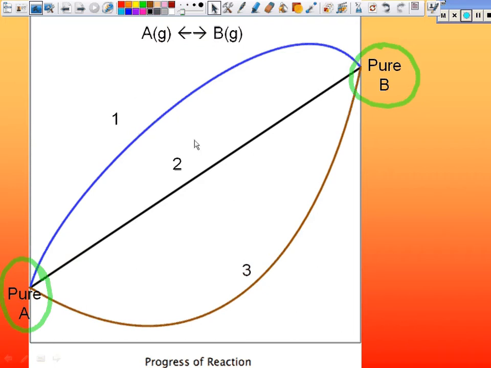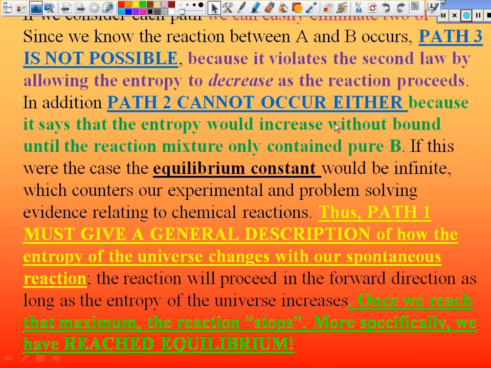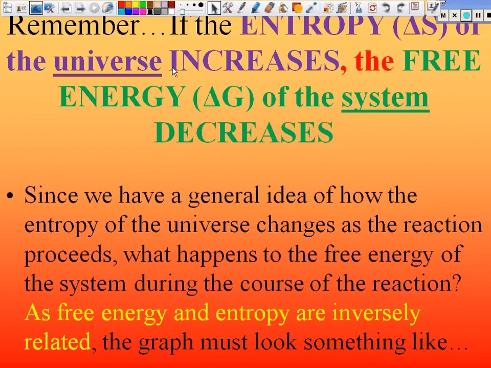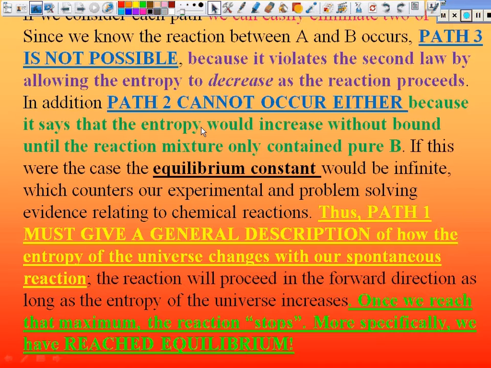All right. By show of hands, how many of you think it's line 1? Line 2? Line 3? Okay, so let's read the answer. Would you like to read the answer again? Sure. That'd be fantastic. If we consider each path, we can easily eliminate 2 of them. Since we know the reaction between A and B occurs, path 3 is not possible. All right, pause. Before you read that, if I go back and look, why do you think path B is impossible?